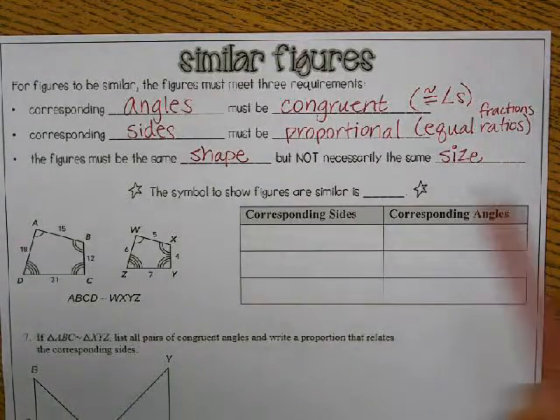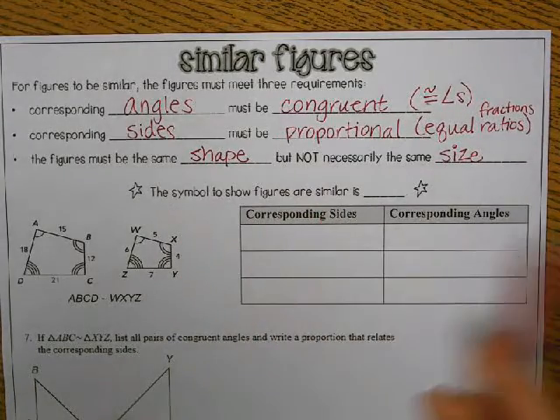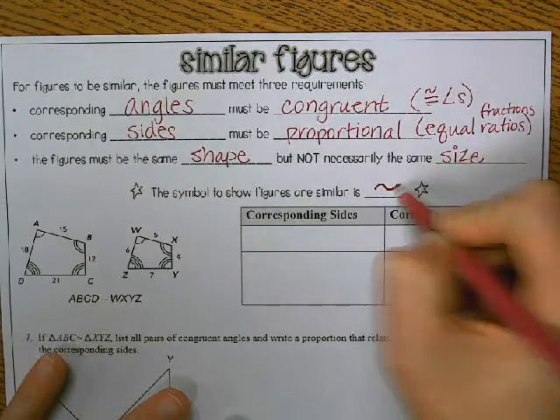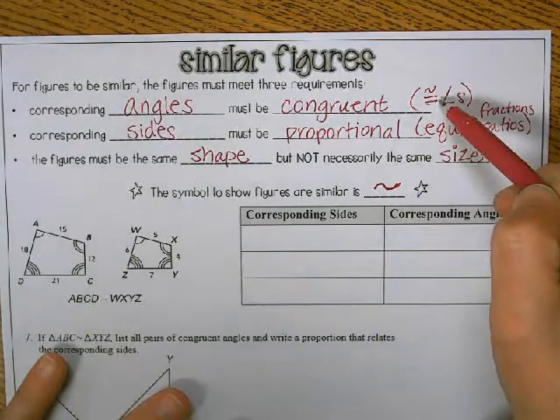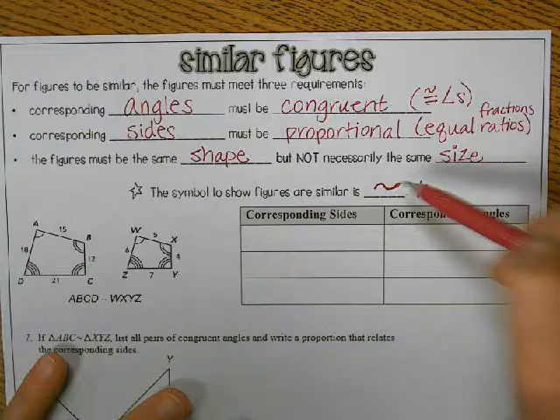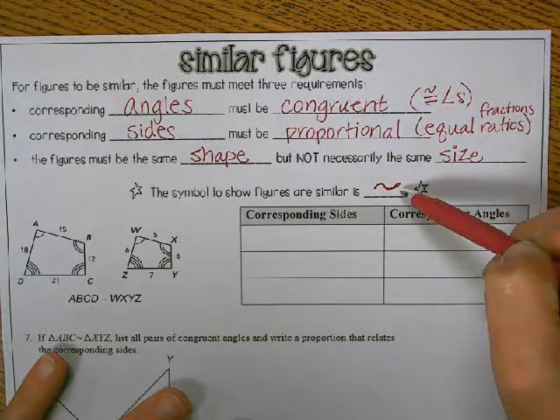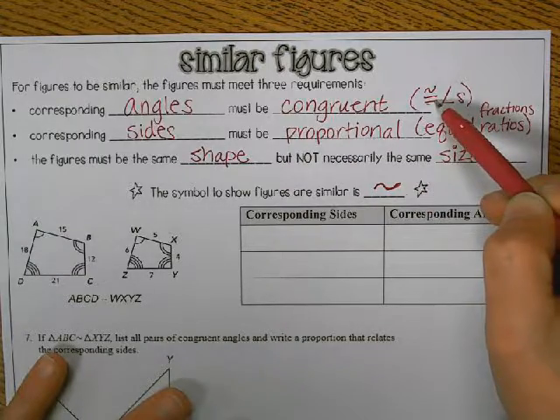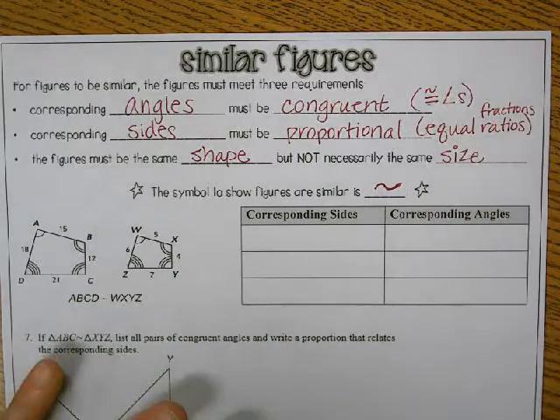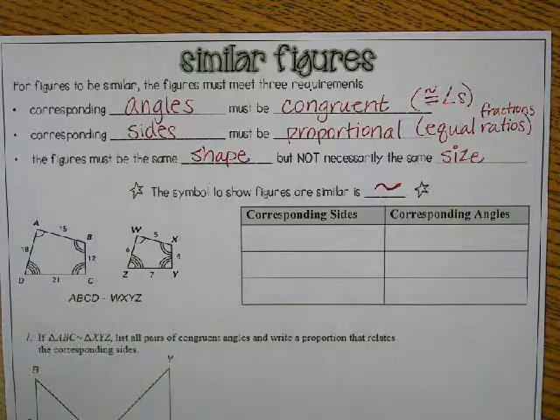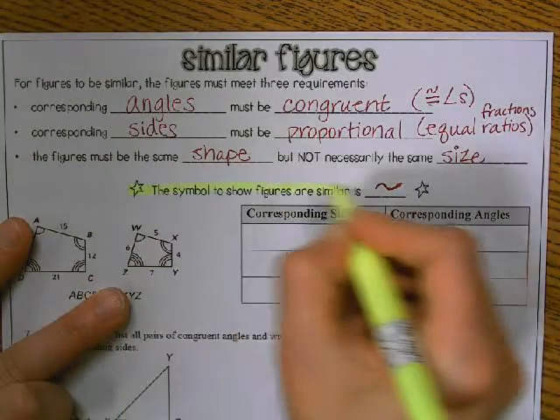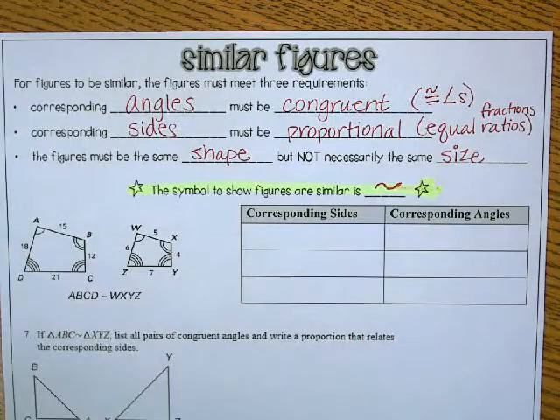Okay? So the symbol to show that figures are similar is just the little squiggly line. Congruent means exactly the same, and similar means same shape, but not necessarily the same size. The congruent symbol has the same little squiggly line, but with an equals sign to show they're equal as well. So that's the symbol to show that 2 figures are similar. It's a little squiggly line.